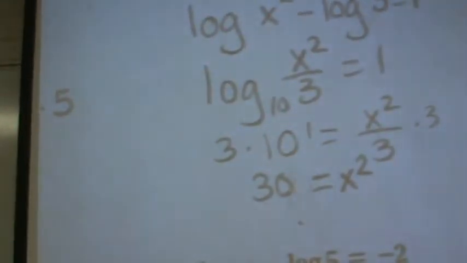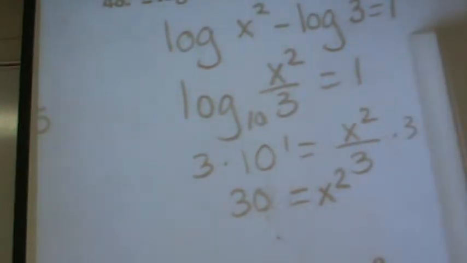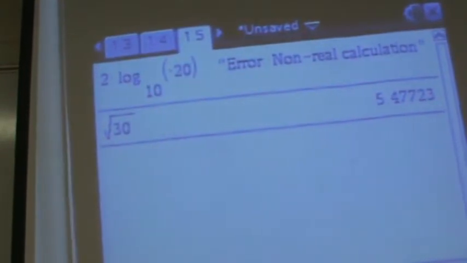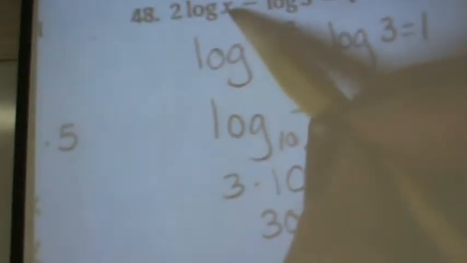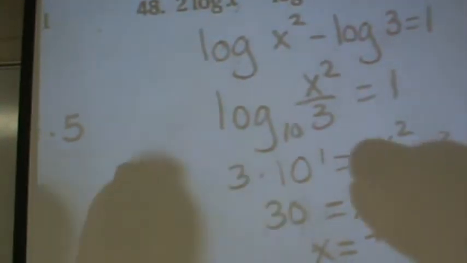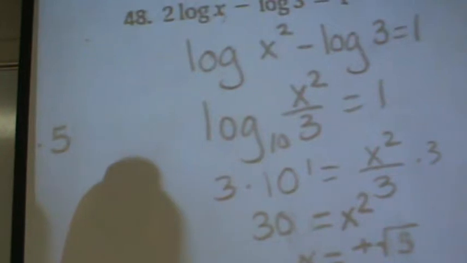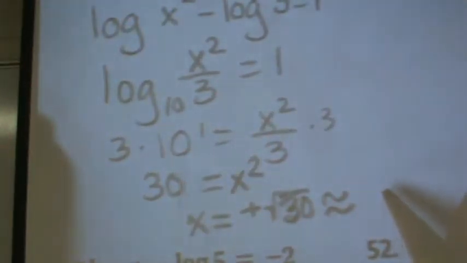Now, when you take the square root of 30, you're going to get 2 answers, plus or minus, and you have a decimal. Approximately 5.48. The negative answer gets tossed out because you can't have a negative number here. So do you just leave it as 5.48? Yeah. Plus or minus square root of 30, or it's approximately equal to 5.48.